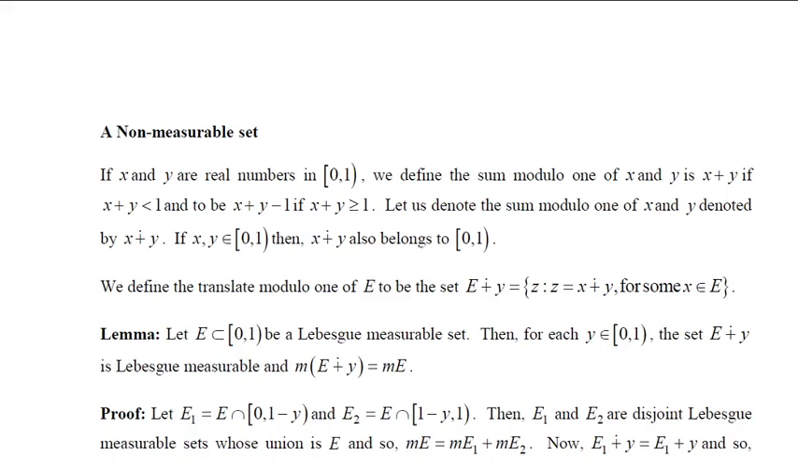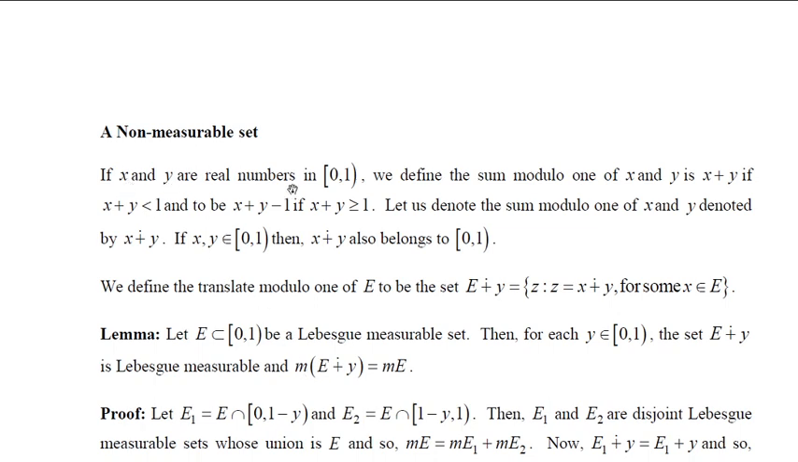Hello everyone. In the previous class, we learned about Lebesgue measurable sets and Lebesgue measure. We knew that a subset E of R is Lebesgue measurable if for any set A, m*(A) is equal to m*(A ∩ E) plus m*(A ∩ E complement). Now today we'll construct a non-measurable set. Before that, we'll see some results.